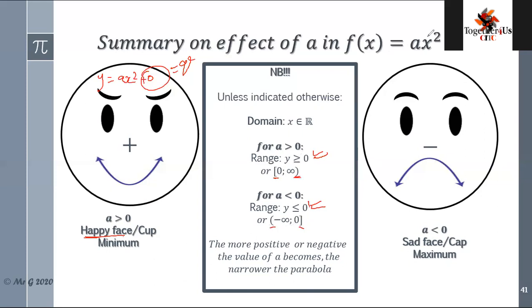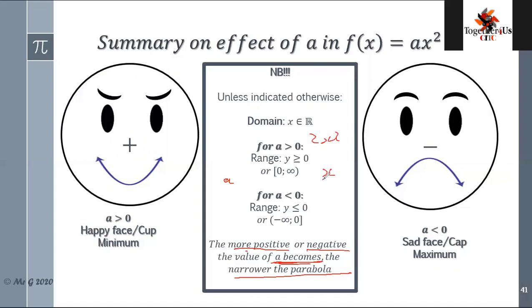Now, I asked you a question again. What do you notice about the value of a? When does the graph become narrower or wider? So the more positive or negative the value of a becomes, the narrower the parabola. Meaning if you were to sketch 2x squared and x squared over 2, this will be narrower than this. I hope you get the sense of what I'm saying. In fact, that's what the statement there is saying. This is something that you should have really explored at this point.